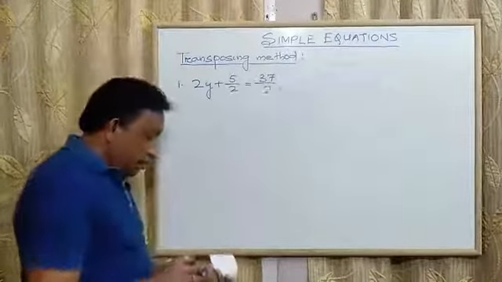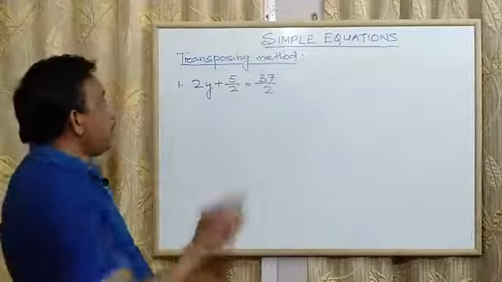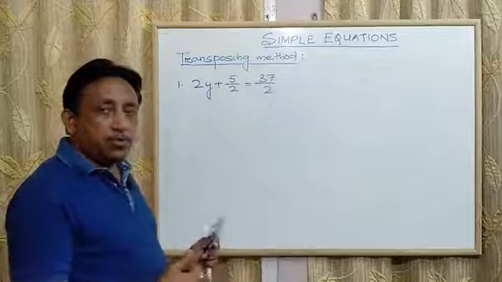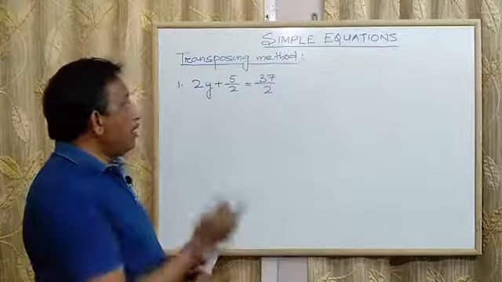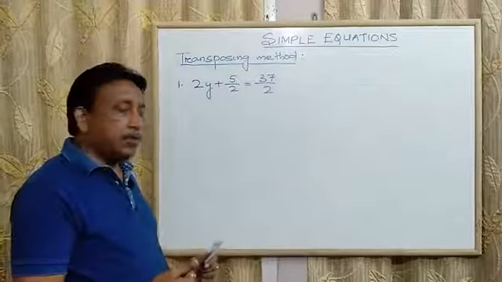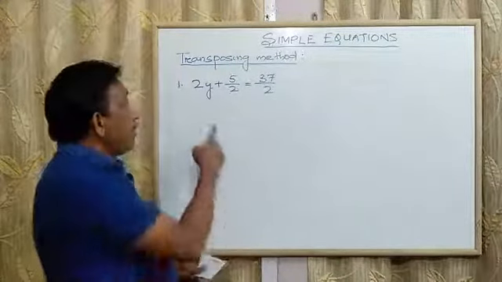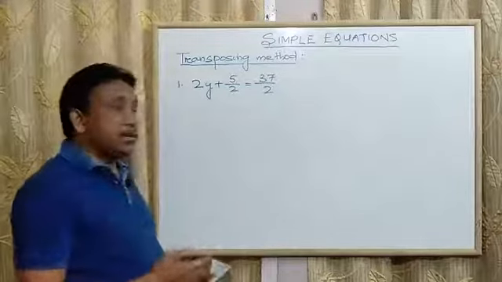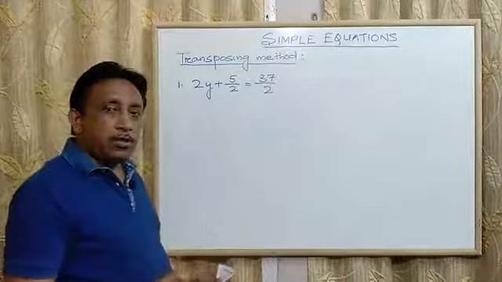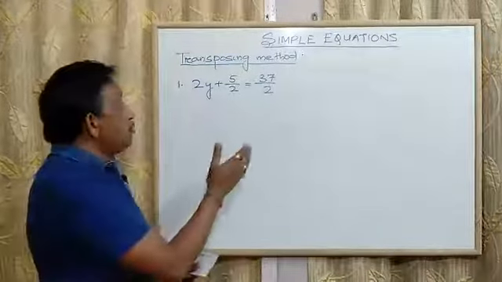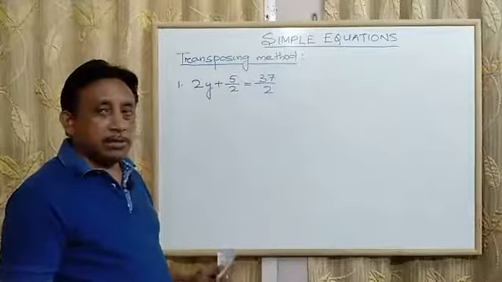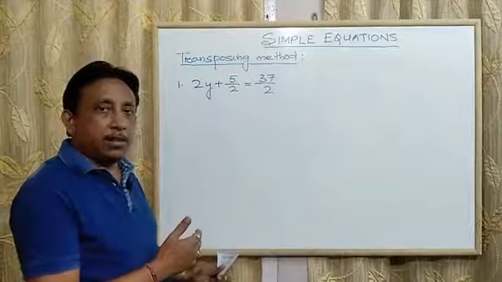In the transposing method, we try to shift all the numbers to one side of the equal to sign and leave only the variable on the other side, so that finally we can say y is equal to something. So in solving the equation, the main target is to separate the variable from all the numbers by different methods. We have seen it in the trial and error method also.